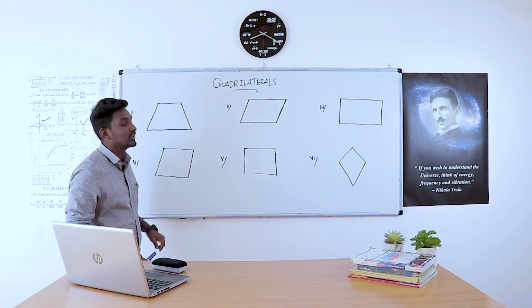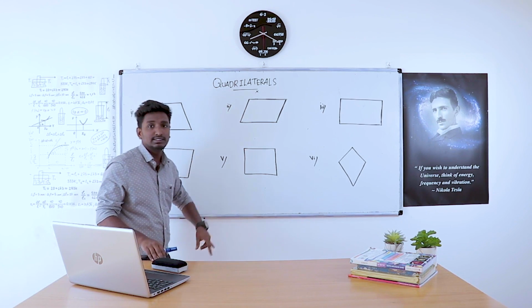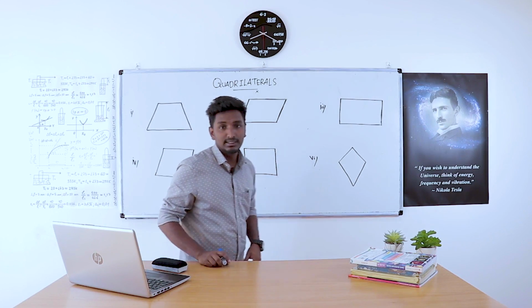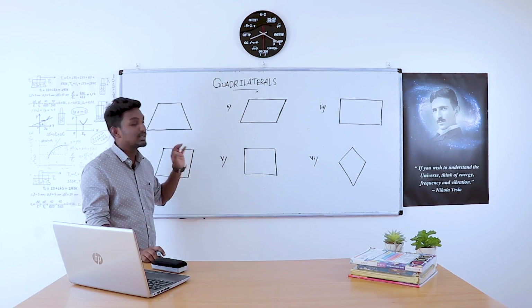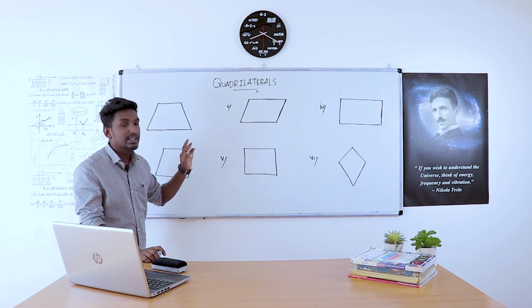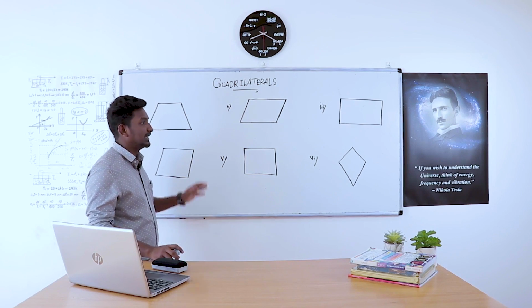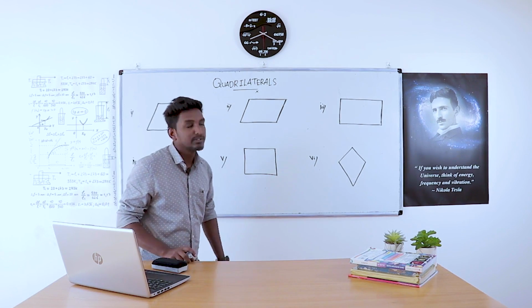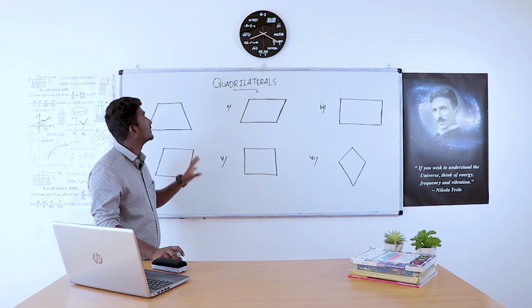All these are quadrilaterals, but look at the shape. The shapes of all these six vary, but all of them have 4 sides and 4 angles and all are closed figures. So in general we can call them all quadrilaterals, but they have some specific features. So we have to look at the specific feature of each of the given quadrilaterals.